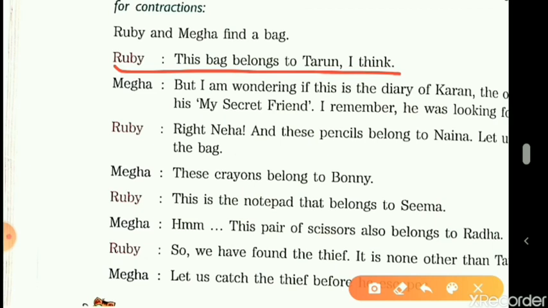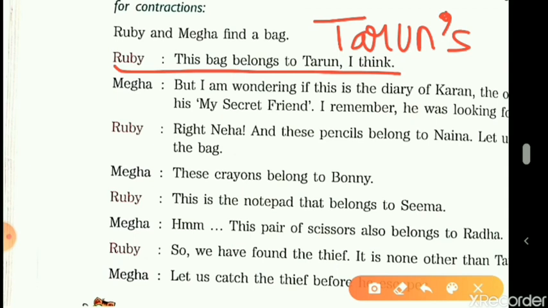After Ruby, you need to put the sign of colon, and after that, you will write, I think, comma, this is Tarun's bag. And we will use the sign of apostrophe after Tarun. We will write Tarun like Tarun apostrophe S. And the sentence will be, Ruby will say, I think, comma, this is Tarun's bag.